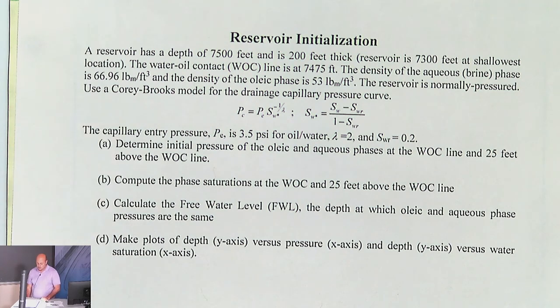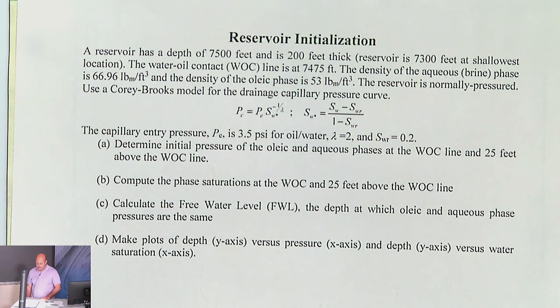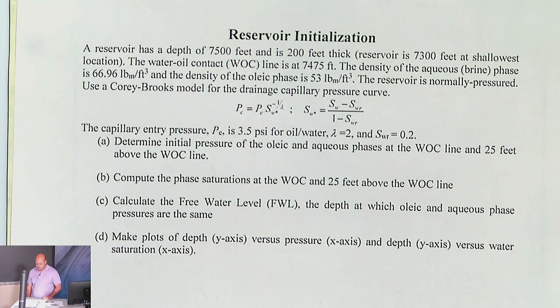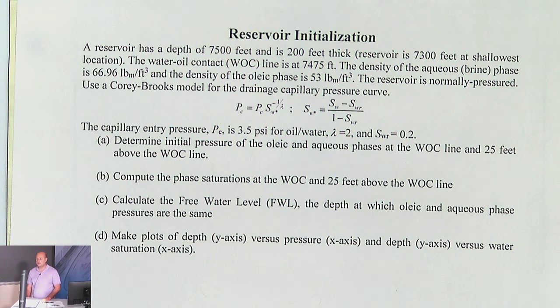So what I ask is to determine the initial pressure of both phases at the water oil contact line, as well as 25 feet above the water oil contact line. We'll do that by hand. Compute the phase saturations, so the SW and SO, at those two locations. Calculate something that's called the free water level. We'll discuss that in a moment. And then, really part D is what we're gonna do in Excel, which is to make some plots of the pressures and saturations as a function of depth. Any question about what we're doing here?